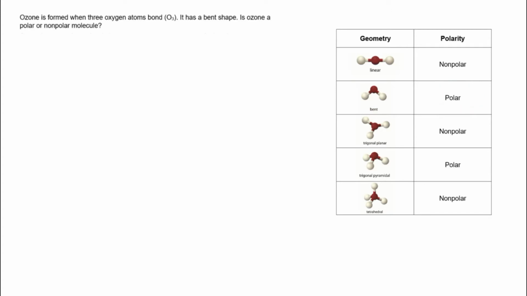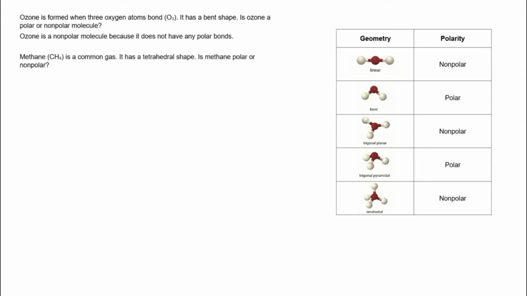However, how is ozone formed? We have 3 oxygen atoms that are bonded together. Is there going to be a difference in electronegativity? No, there is not, because we have 3 identical atoms bonded to each other. It does not matter what shape it takes, it is going to be a non-polar molecule because it does not have any polar bonds.